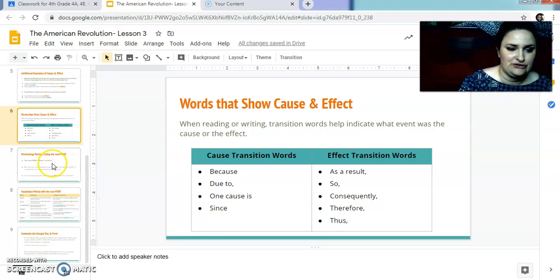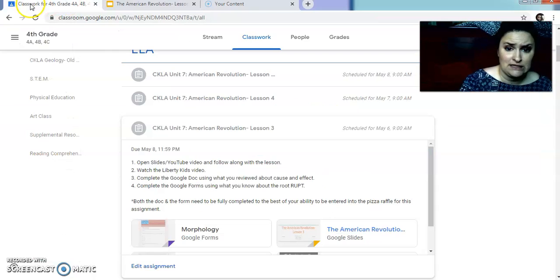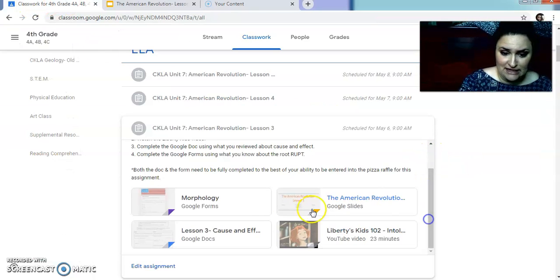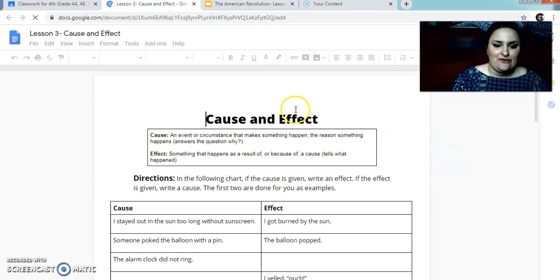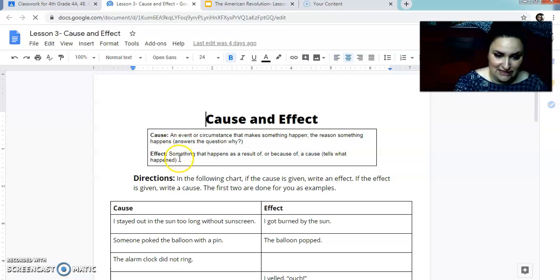So you are going to do a Google Doc based off of cause and effect. It could be fun if you want to make it fun for yourself. Using cause and effect, and I gave you a little reminder up here, in the chart, if the cause is given, write an effect. If the effect is given, write a cause. The first two are done for you as an example. The first says, I stayed out in the sun too long without sunscreen. The effect is that I got burned by the sun. Why did I get burned? Because I stayed out in the sun too long without sunscreen. That's actually true, I did that yesterday.